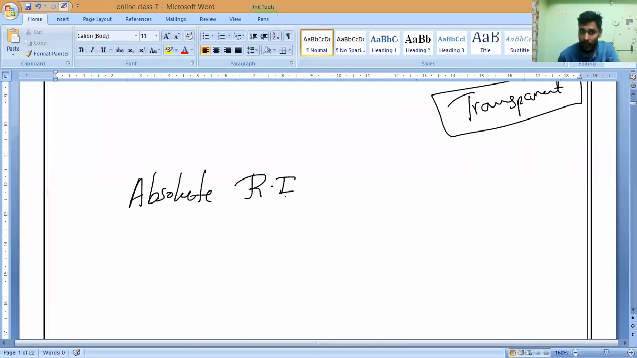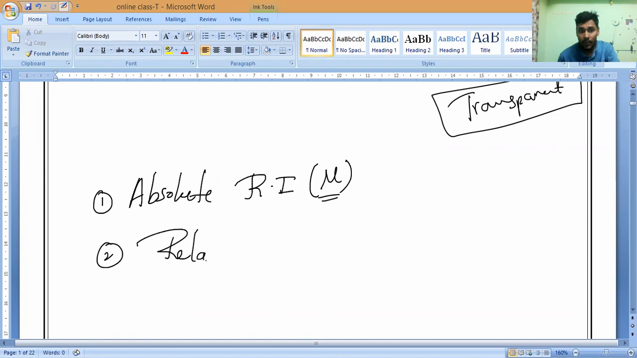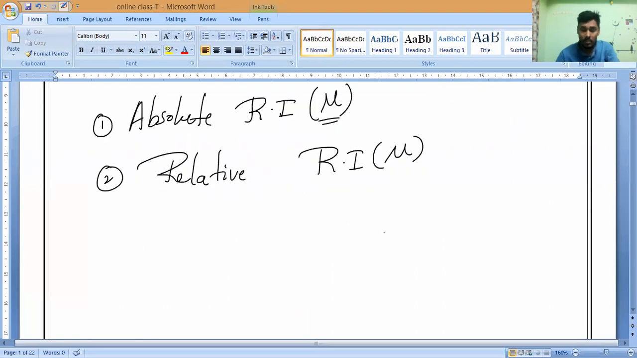I will write the shortcut as Ri, and you can represent it with mu. That is the absolute refractive index. The second one is called the relative refractive index. Understand? Now let us come to the first, absolute refractive index, and the possibilities of asking numericals. It is very simple actually.